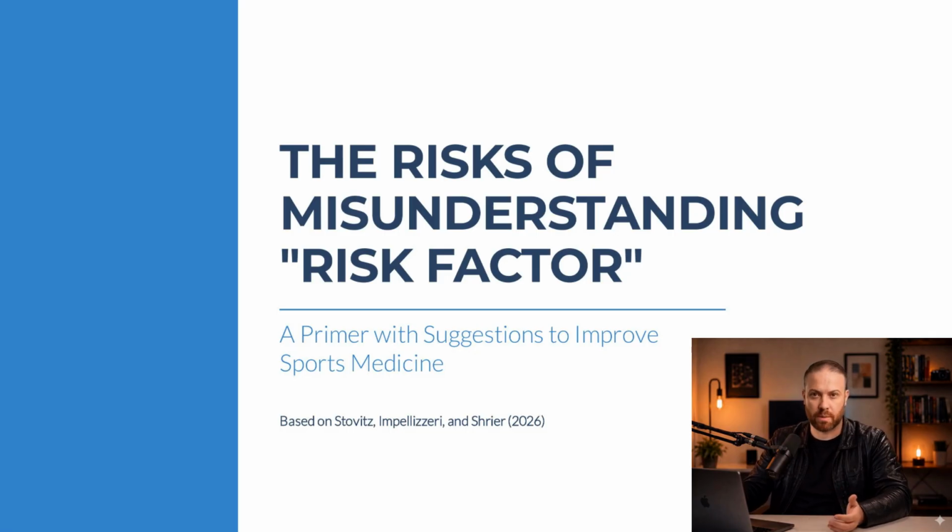Today, we're going to talk about a very important concept in sports medicine, the misunderstanding of the term risk factor. This presentation is based on a paper by Stovitz, Impellizzeri, and Shrier, and it can directly impact how you interpret research and make decisions in practice.